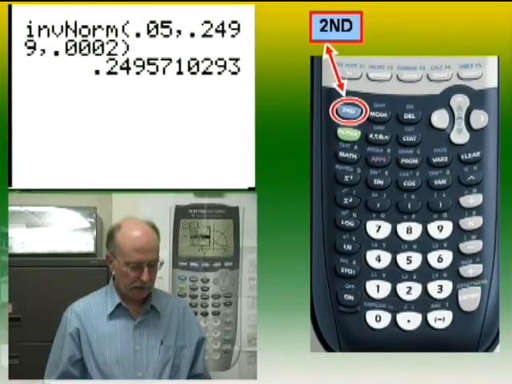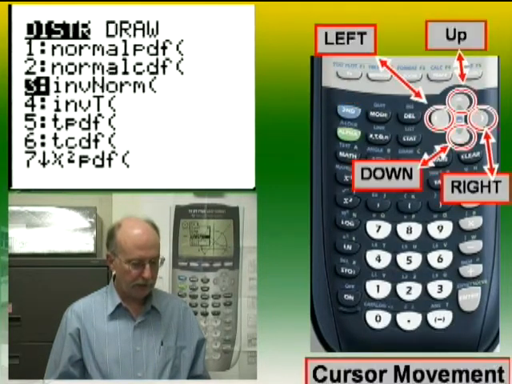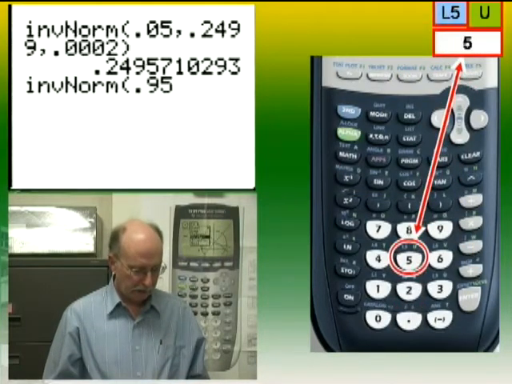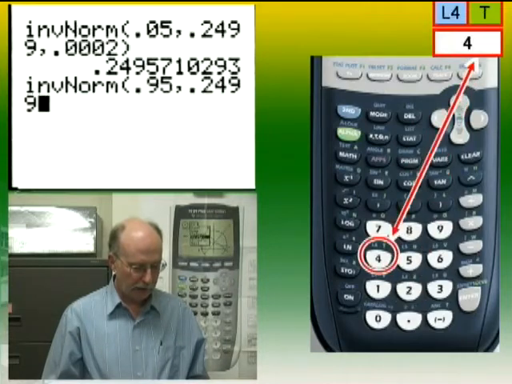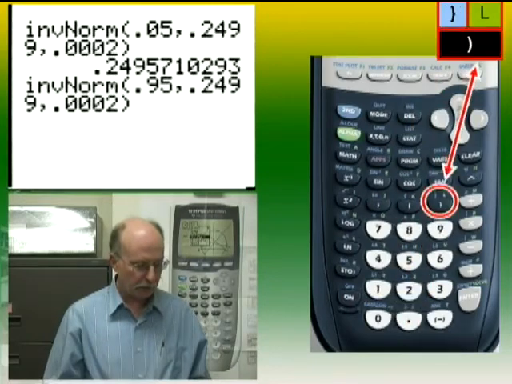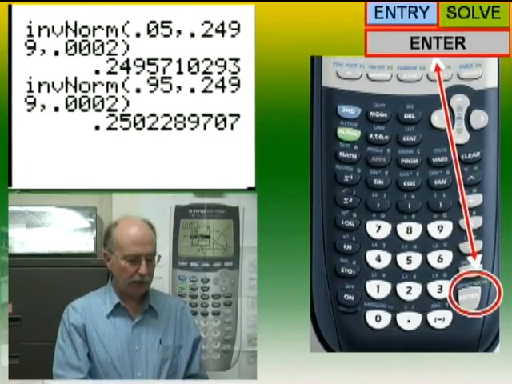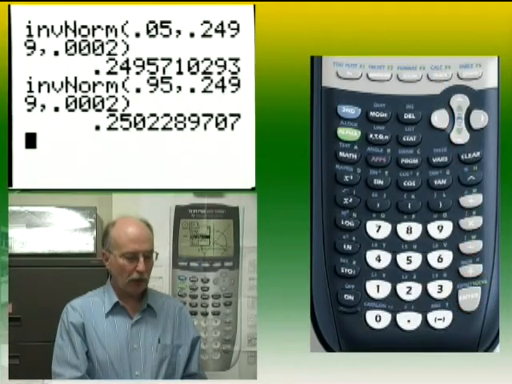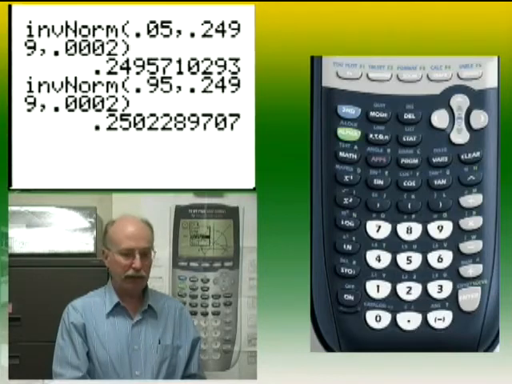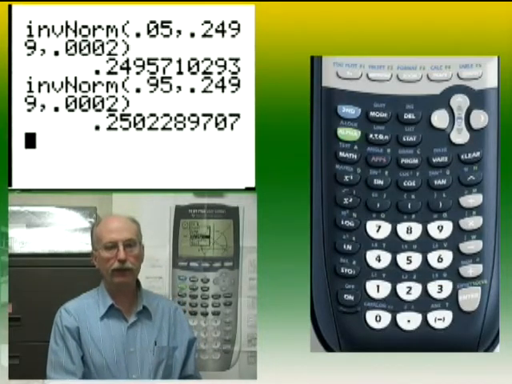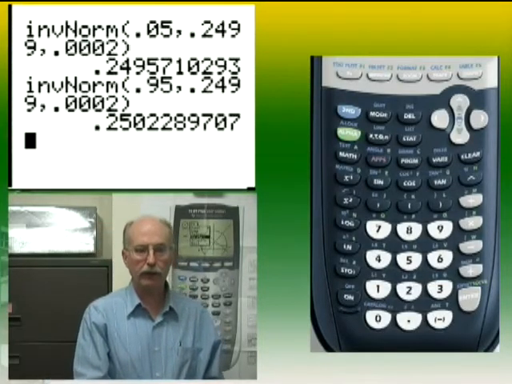and then on the upper side, we'd again do second DISTR, scroll down to inverse norm, and now we want 0.95, we hit comma, 0.2499, comma, 0.0002, closing parentheses, and on the upper side it would be 0.25022. So 90% of our ball bearings are between 0.24957 and 0.25022 inches. So we can use the calculator to go backwards, just like we can go forwards on the normal cumulative function.